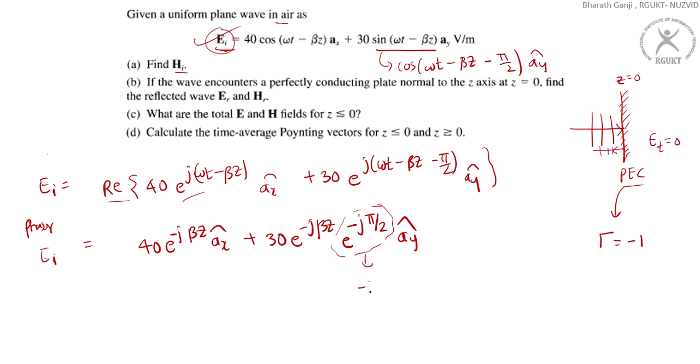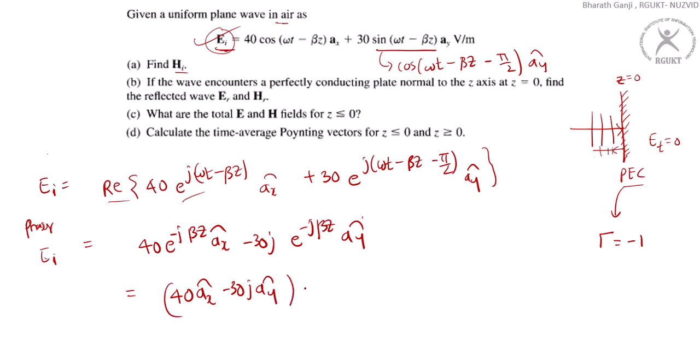This value is nothing but equal to minus j. You can check it with Euler's formula, cos theta plus j sin theta. If you put it there, you get minus j. So I can replace this factor with simply a minus j, giving minus 30j ay cap. I can put this in a better format: 40 ax cap minus 30j ay cap into e power minus j beta z. So you can see it's an elliptical kind of polarization.